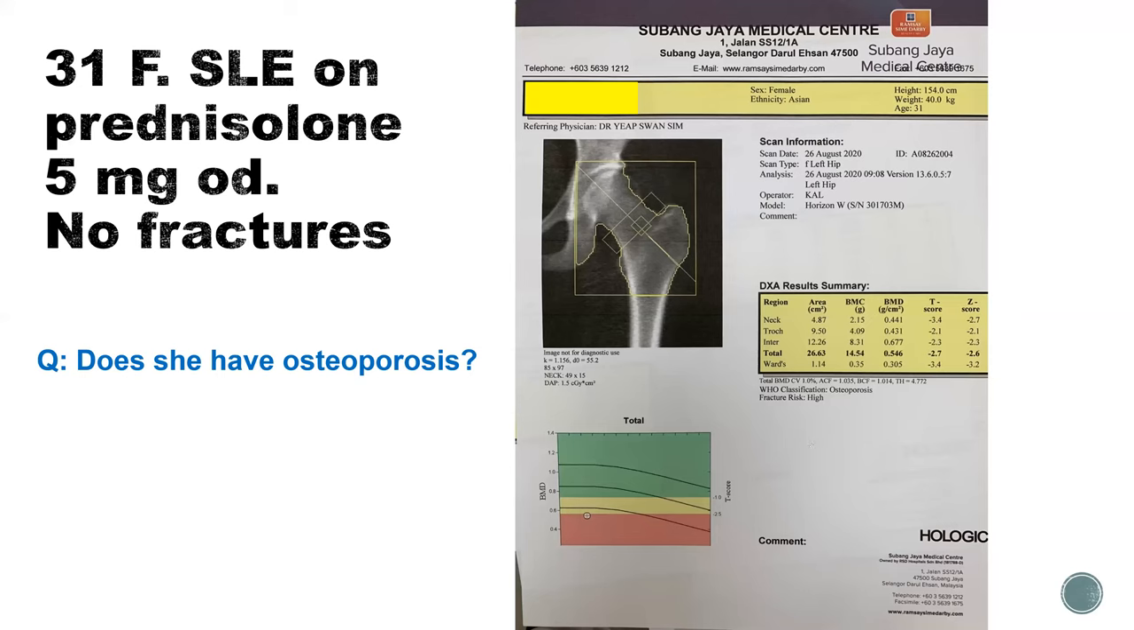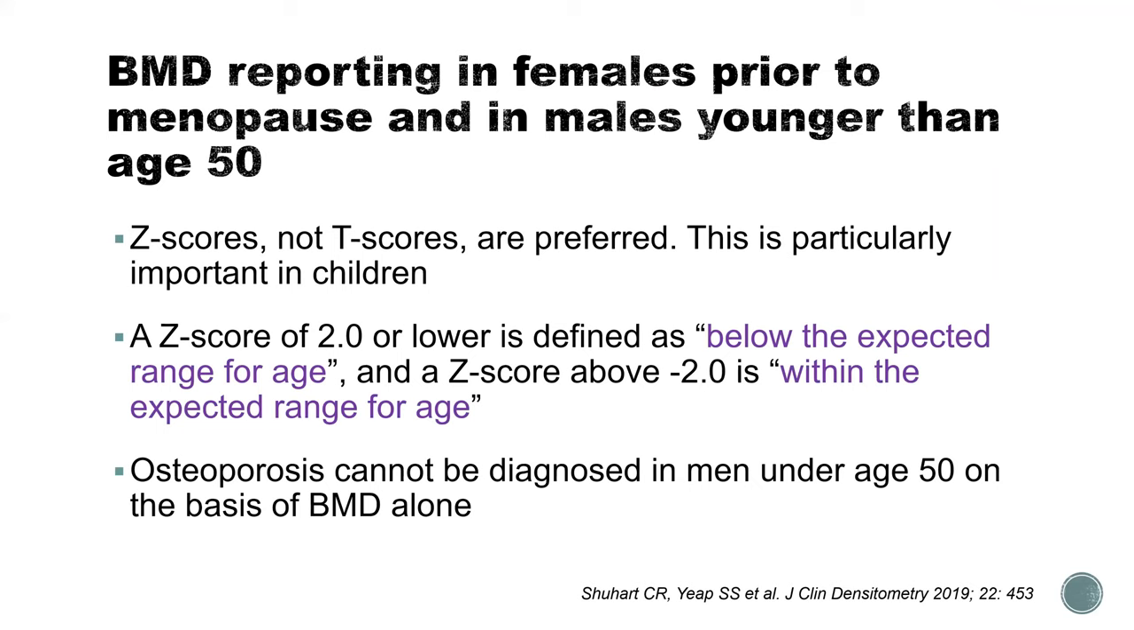But when people are younger, when we're reporting bone density in females prior to the menopause and in males younger than 50, we would use the Z-score rather than the T-score because, especially in younger individuals, they haven't reached a peak bone mass or they've just reached a peak bone mass. And of course, this is particularly important in children. However, for the Z-score, it's usually recommended that we don't say it's osteoporosis.